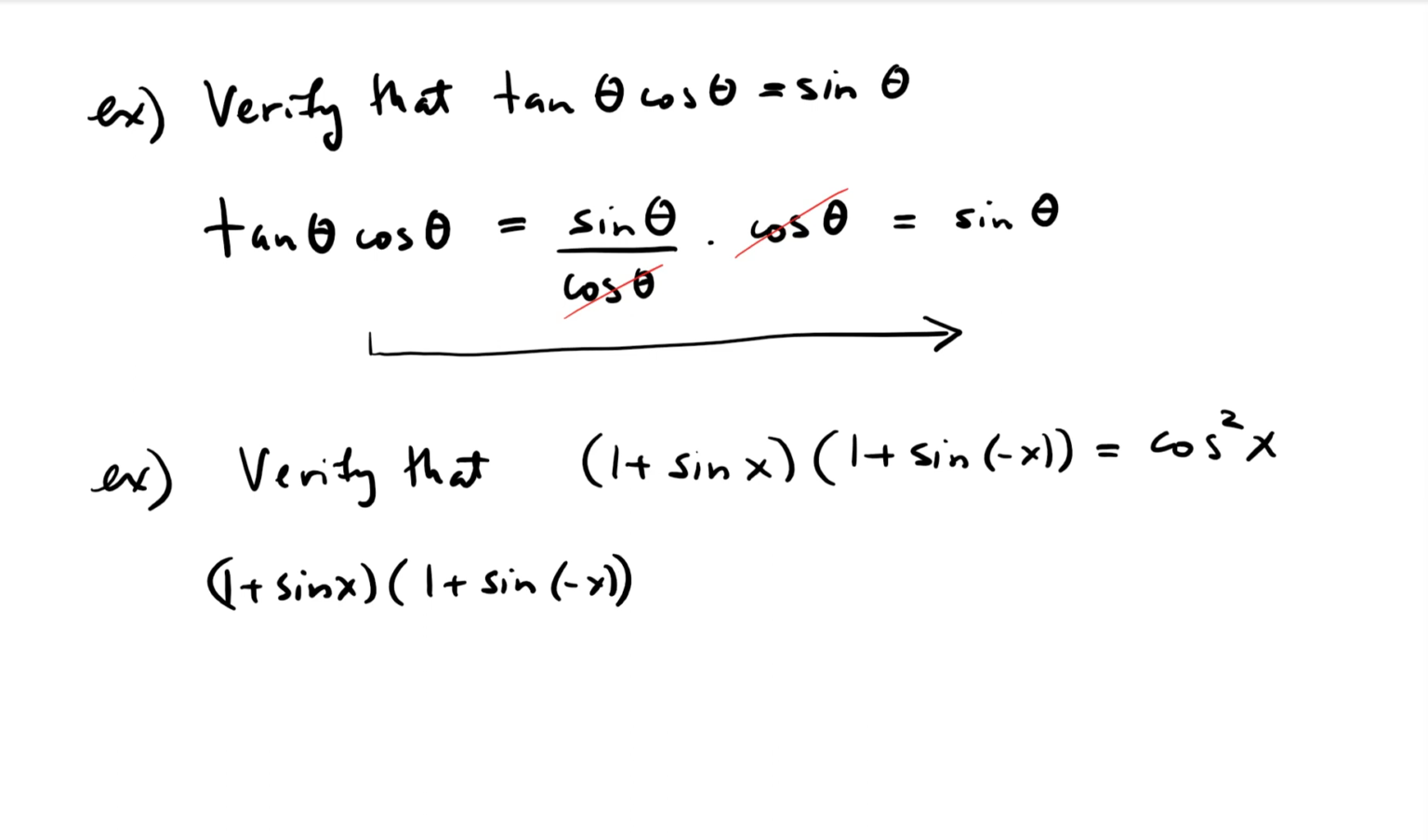Now at this point, we could say, okay, we're going to expand this. That would be a valid first step. What we could also do is notice that we've got sine of minus x, and we know that we can rewrite this in terms of sine of x. And how is that possible?